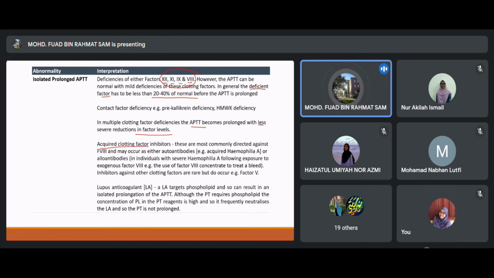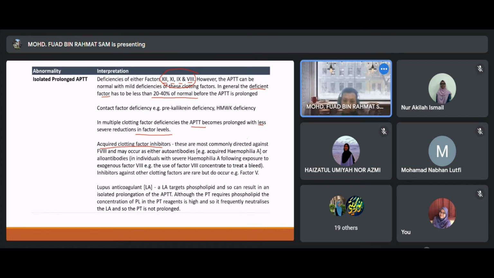Acquired clotting factor inhibitors, and these are most commonly directed against F8 and may occur as either autoantibodies, maybe acquired hemophilia A, or alloantibodies following exposure to exogenous factor number 8, such as the use of factor 8 concentrate to treat a bleed. Inhibitors against other clotting factors are rare but do occur, factor number 5, for example.